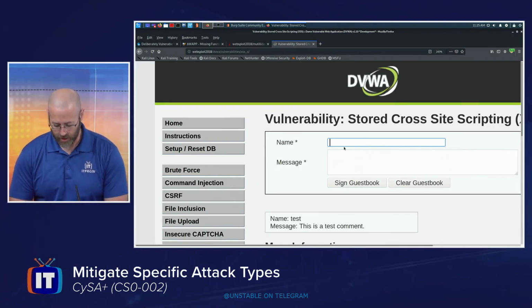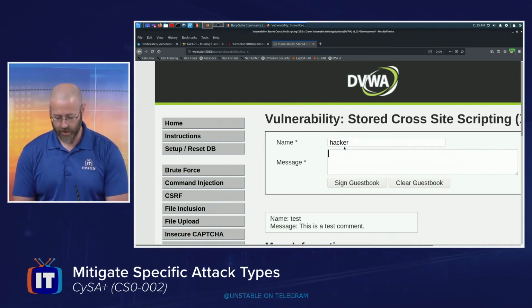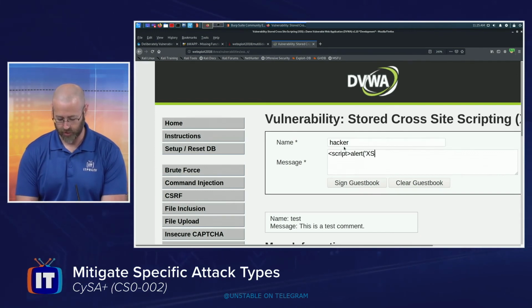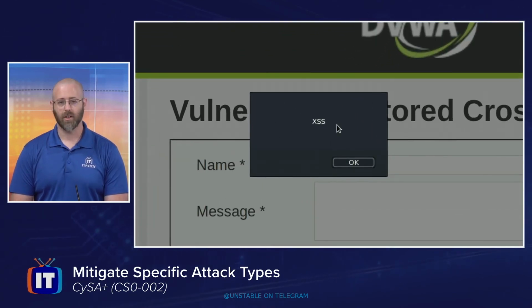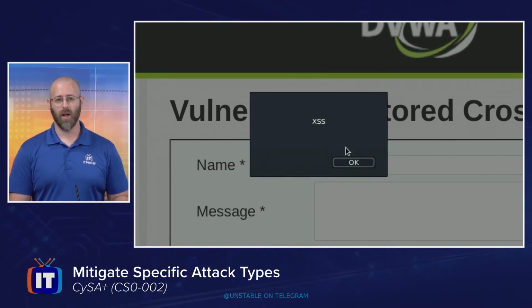I know in this one I don't have a lot of characters for the name, so I'm just going to put a name in here. We'll call it hacker. And then down in the message, if I put in some JavaScript like script alert, this is a common way to test for cross-site scripting. Close my script tags. And then sign the guest book. You'll notice that this pop-up comes up, right? I was able to have the web app take my third-party input and treat it as JavaScript code, and it executed it. That's why that alert popped up with what I told it to pop up.